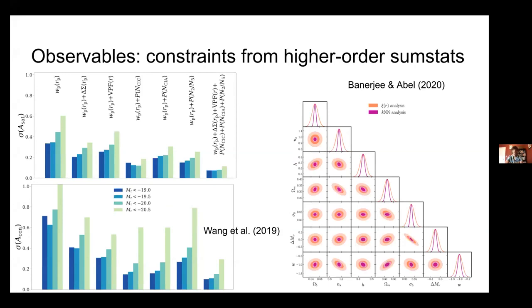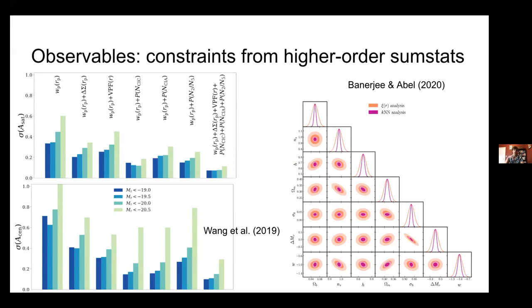Okay, great. Thanks, Peter. So, further progress along the observation side since the previous meeting. This plot on the left is taken from a recent paper led by Quan Wang from last year. What she did was study a wide range of summary statistics, trying to understand which observable has the tightest constraining power on galaxy assembly bias.